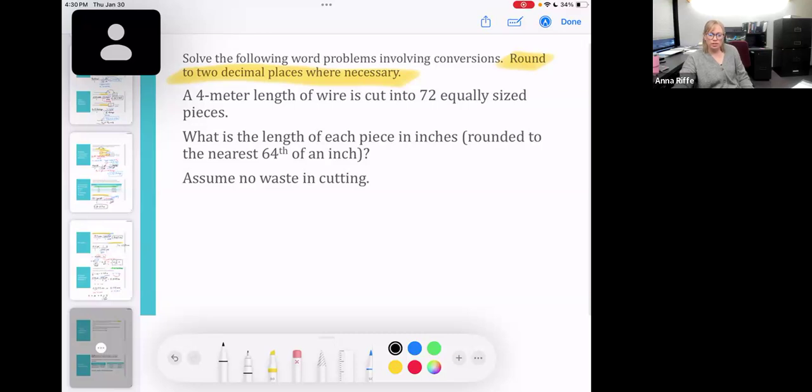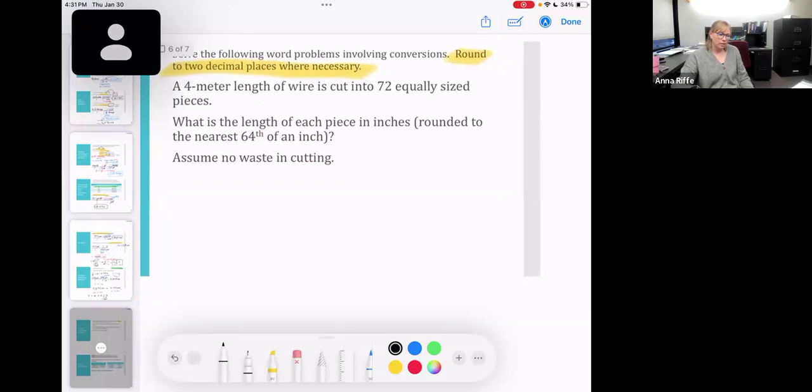So this application says that a 4-meter length of wire is cut into 72 equally sized pieces. What is the length of each piece in inches, rounded to the nearest 64th of an inch? And the last problem that we did assumed some waste. We are not assuming any waste in cutting this time.